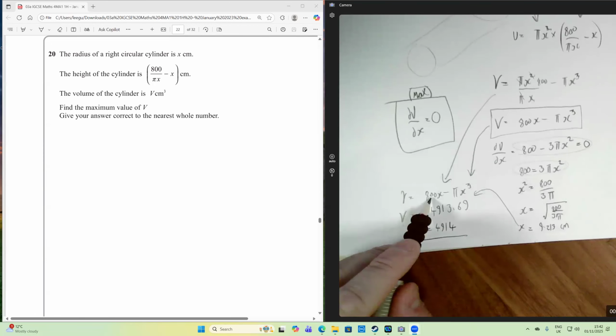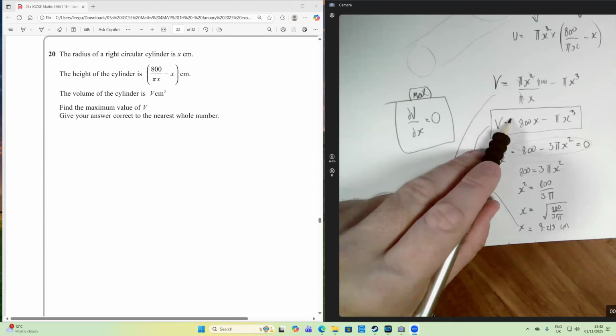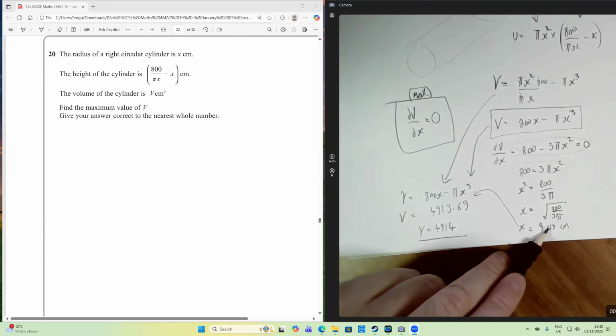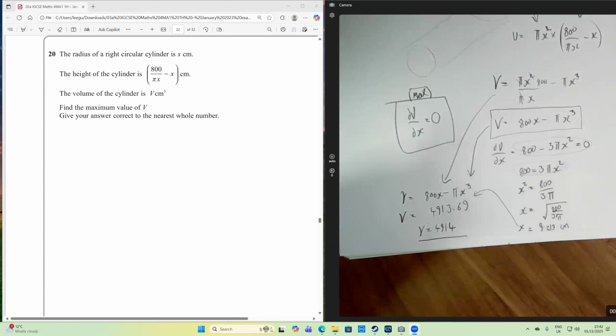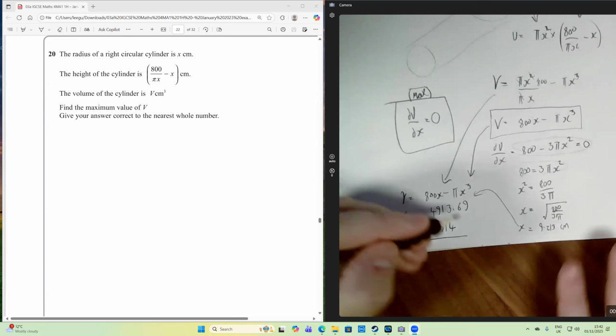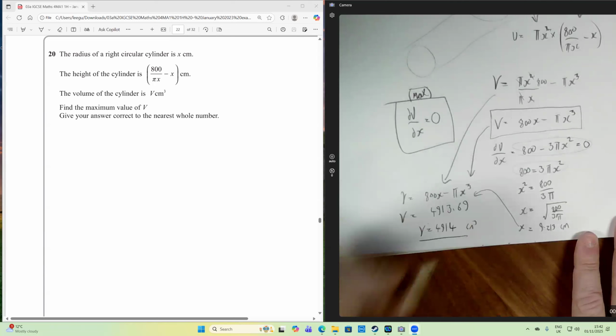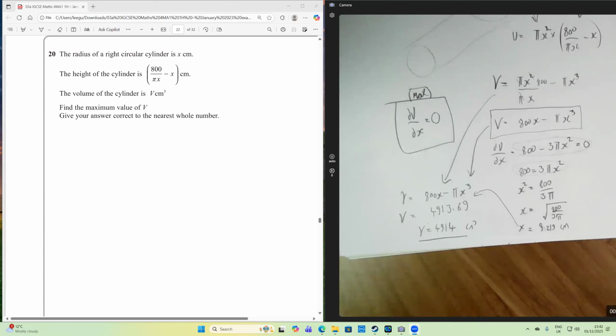So 800x minus pi x cubed, this equation, but with x as 9.213. And when we sub that in, we find that we get a volume of 4914. So 4914 centimeters cubed is the maximum volume of the cylinder.